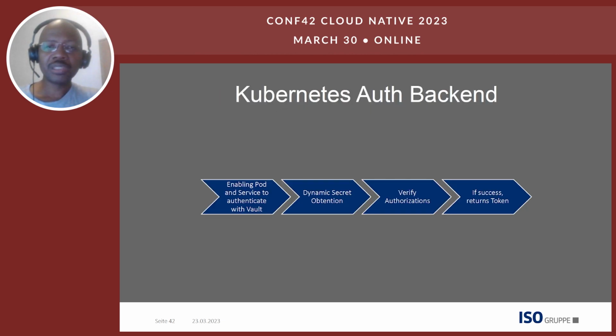Now let's talk a bit about the Kubernetes authentication backend. They are used to enable pods and services to authenticate with Vault, and so to be able to obtain secrets dynamically after their authorization has been verified, and in this case, a token will be returned upon success.